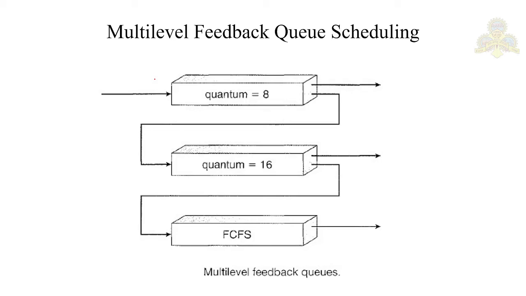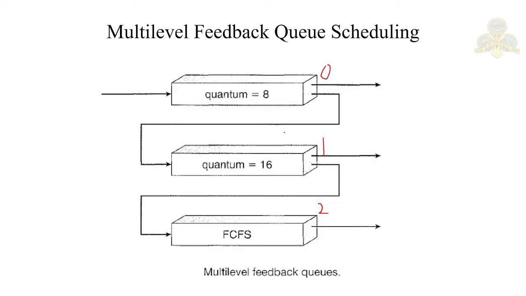But multi-level feedback queue scheduling allows a process to move from one queue to another. In the diagram you can see three queues, say Q0, Q1 and Q2. Whenever a process enters the system or the ready queue, it is put into Q0, and then the process can move from Q0 to Q1, then Q1 to Q2. How they move, I will tell you.